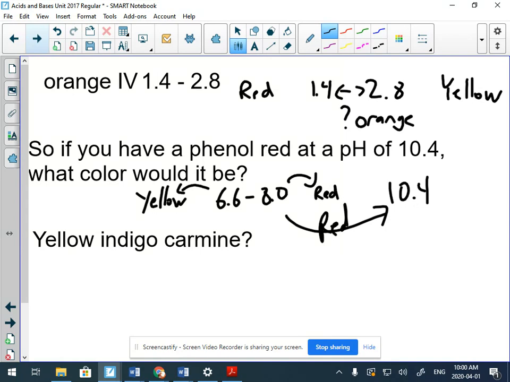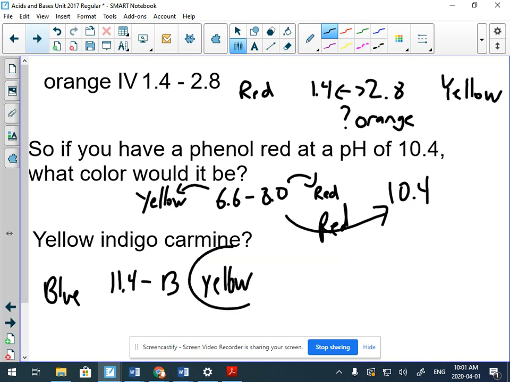Okay. What if you had indigo carmine that changed yellow? What pH would you have if indigo carmine changed yellow? Well, indigo carmine has a pH range of 11.4 to 13. 11.4 and less is blue. 13 and higher is yellow. So all we know is that this is yellow, so the pH of the solution has to be 13 or higher.